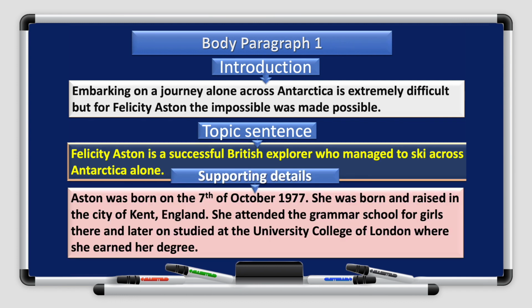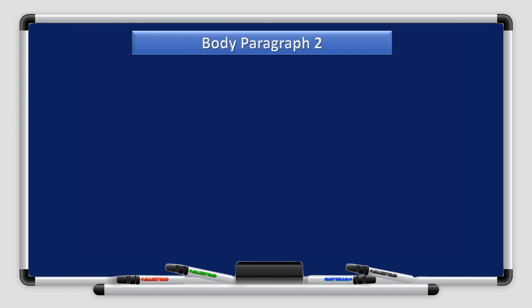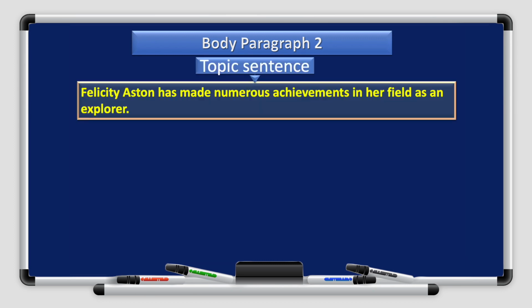I will support my topic sentence, or my idea, by providing further details. So I can say something along the lines, Aston was born on the 7th of October 1977. She was born and raised in the city of Kent, England. She attended the grammar school for girls there and later on studied at the University College of London, where she earned her degree. So do you see how we managed to support our topic sentence with details regarding her personal life?